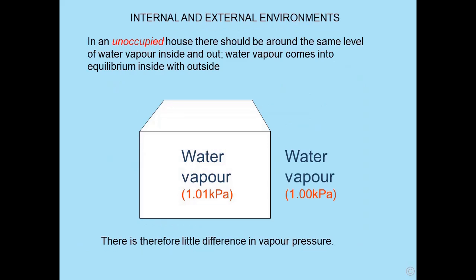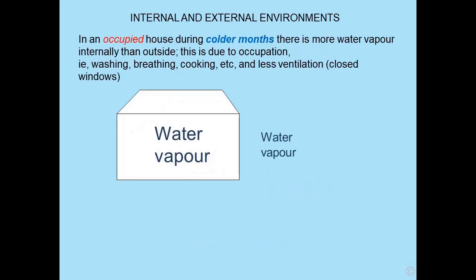Internal and external environments: well, in an unoccupied house, there's roughly the same level of water vapour inside as out. It simply comes into equilibrium between the two. There's very little difference in vapour pressure. After all, what is a house without anybody living in it? An empty box. There's no water vapour being generated internally.